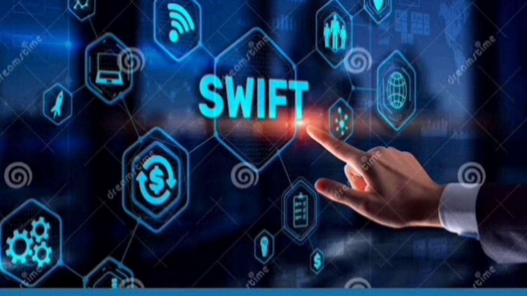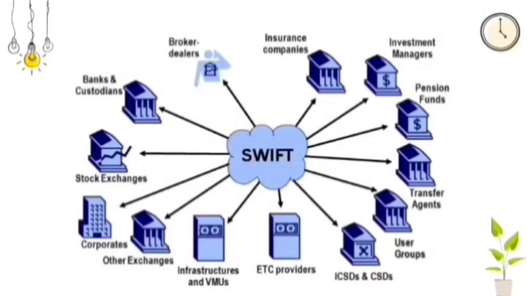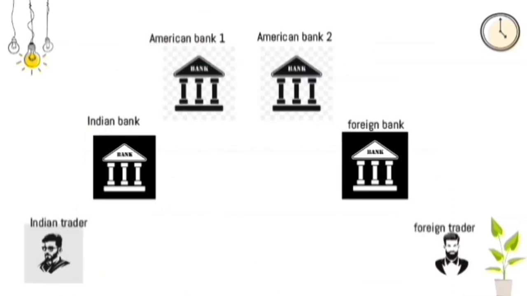Now to understand the RBI's strategy, we first have to understand how the existing SWIFT network works, and how the US and Europe have very cleverly bullied world trade with sanctions in the name of world peace. So let's understand how the SWIFT network works.